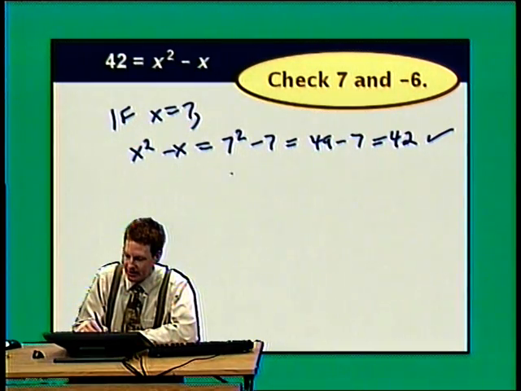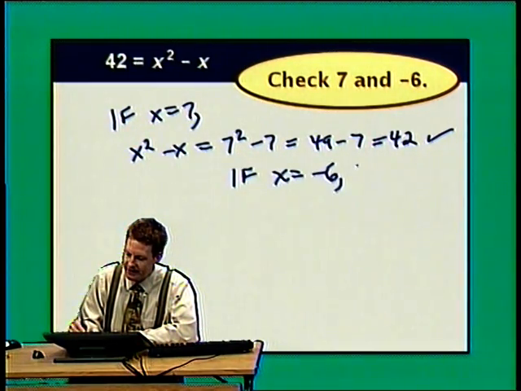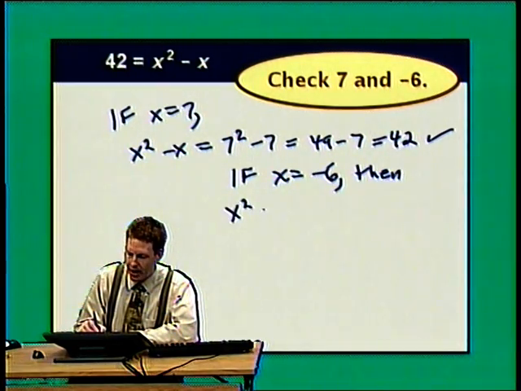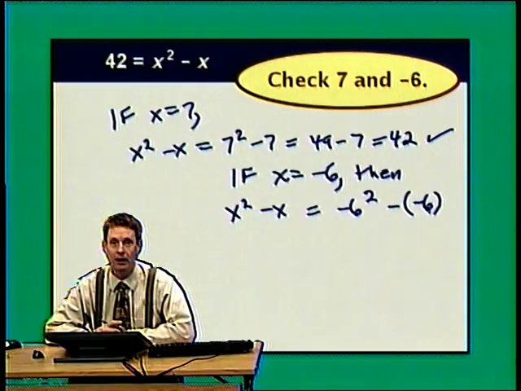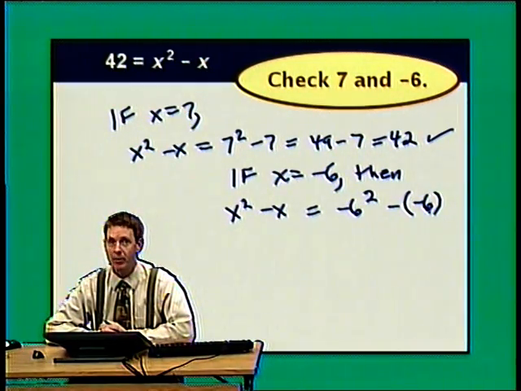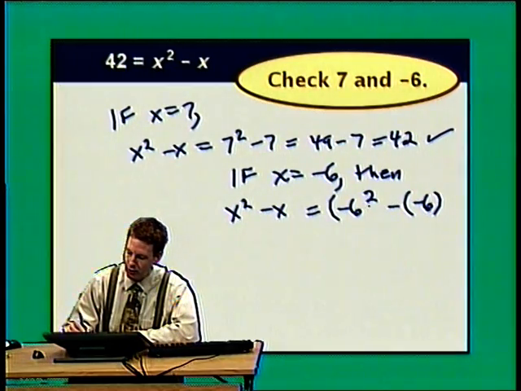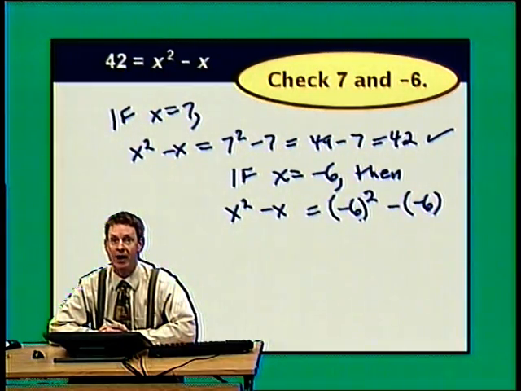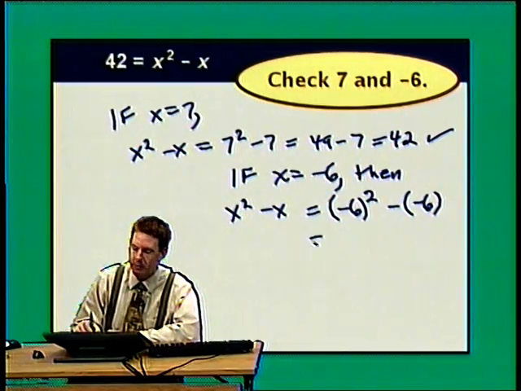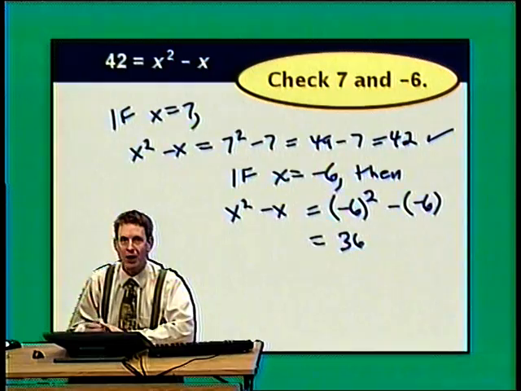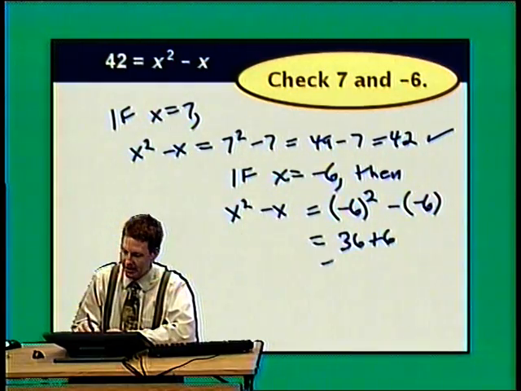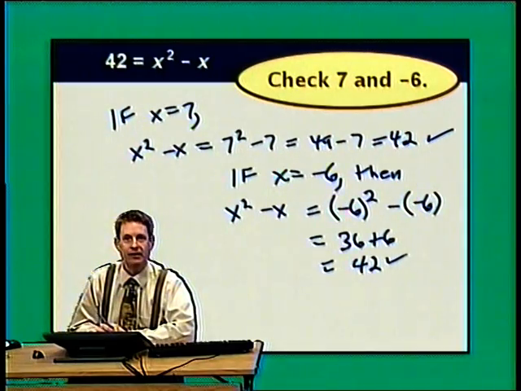How about if x is negative 6? If x is negative 6, then x squared minus x is the square of negative 6 minus negative 6. Do you see something I wrote down wrong? I hope so. When you square a negative number, you need to put the negative number in parentheses. Otherwise, the squared only affects the base of 6, and the result would be negative 36, not positive 36. But since we are squaring negative 6, the result is going to be positive 36. Subtracting negative 6 is the same as adding 6, and woohoo, we do get 42. This answer checks as well.